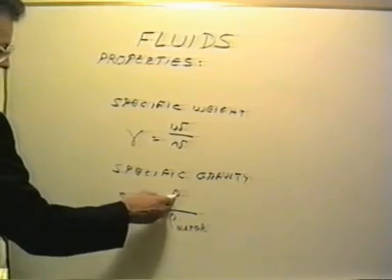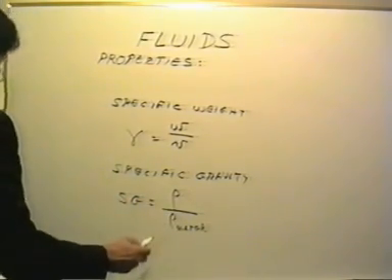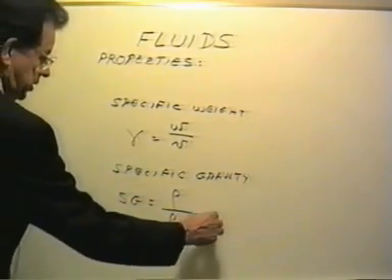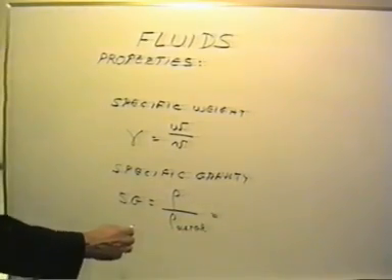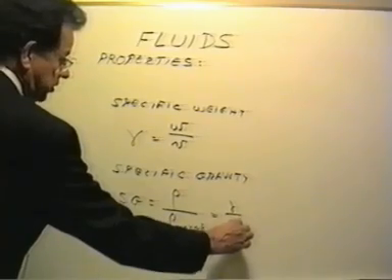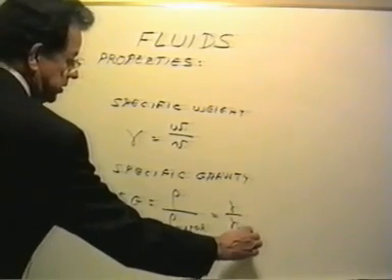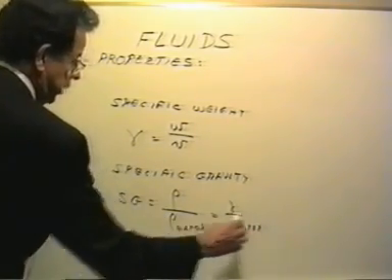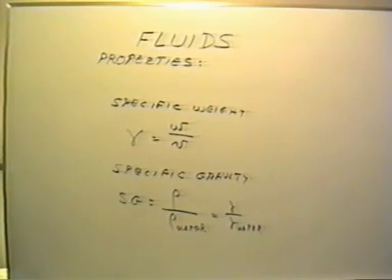Now, since this is really mass per unit volume, this is also mass per unit volume, if we take care of the gravitational constant, we can tie this back into specific weight by taking gamma over the gamma of water. So it could easily be considered as weight per unit volume divided by weight per unit volume of water.